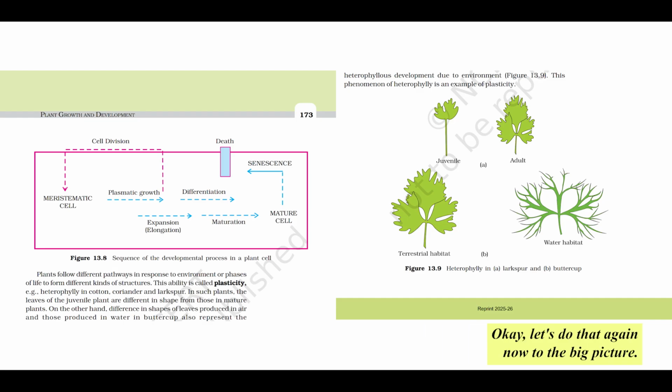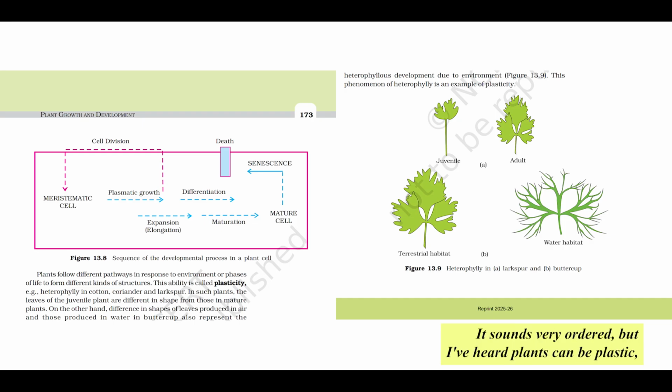Okay, let's zoom out again now to the big picture, development. This term covers everything. Development includes all changes an organism goes through during its life cycle, from germination of the seed to senescence and death. The whole journey. The entire life story. Exactly. We can visualize the sequence for a single plant cell, like in figure 13.8. It starts with a meristematic cell, then cell division, then plasmatic growth, making more protoplasm, then expansion, elongation, getting bigger, followed by maturation, then differentiation, specializing, leading finally to senescence, aging, and death. That sequence applies broadly to tissues and organs, too. Yes. This sequence is a general pathway applicable to tissues, organs, and the whole plant.